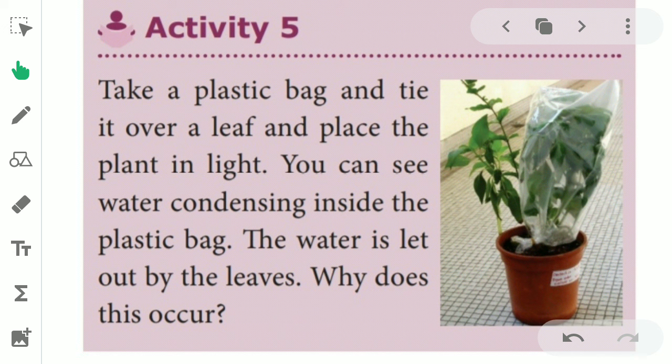We will see how transpiration occurs with the help of this activity. Take a potted plant, with one part of the plant covered with a plastic cover. Place it in sunlight for a few hours. You can see some water droplets inside the cover. Let's conclude that transpiration occurs through the leaves.